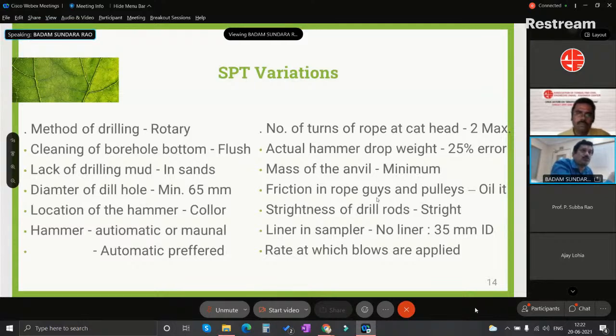These procedures are prone to many variations, as the entire procedure involves many variables. The first is the method of drilling. We have different methods of drilling, and for the correct N value, rotary drilling is the best one suggested.